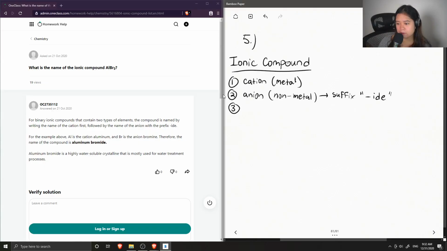Three, if we have a transition metal that can have multiple oxidation states, then we can specify the metal charge in parentheses.